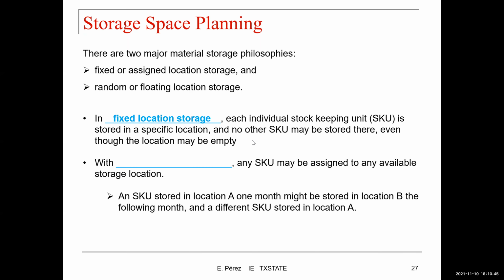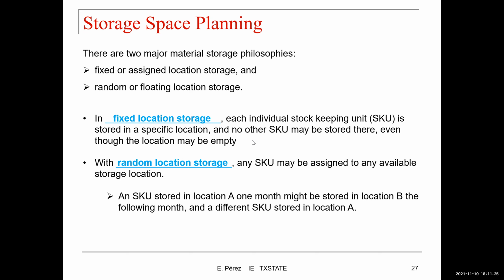So in a fixed location storage, each individual stock keeping unit, or SKU, is stored in a specific location, and no other stock keeping unit may be stored there, even though the location may be empty. So you're basically assigning, it's like saying in this classroom, you have a student assigned to a chair or two, and then you can only sit there. If someone else comes and nobody's sitting at this table, nobody else can use that table. Okay, so we keep a fixed location for certain items.